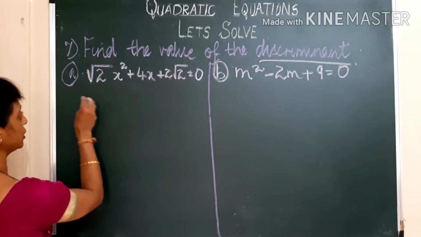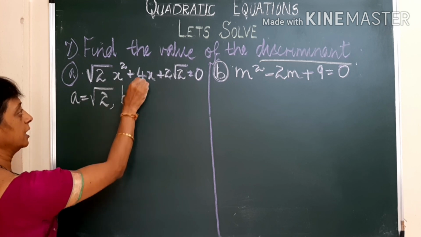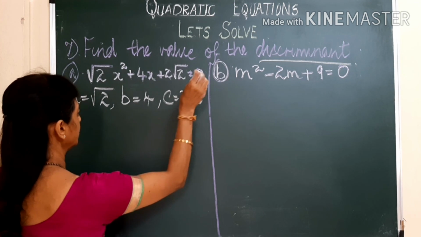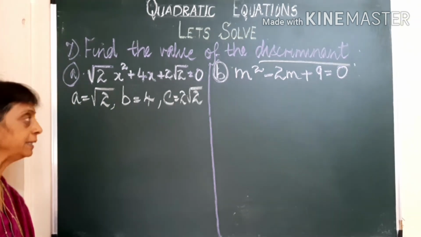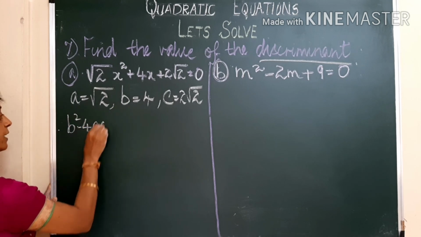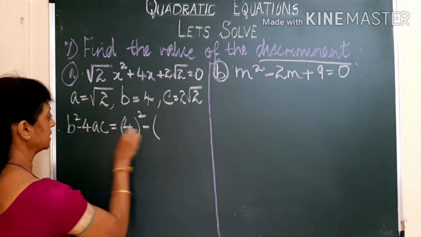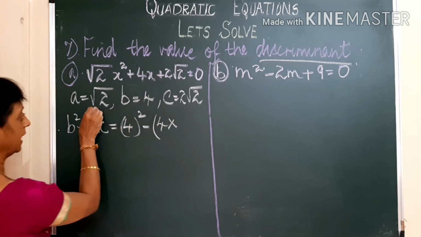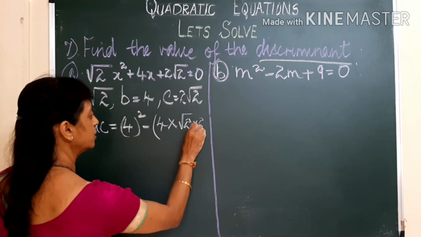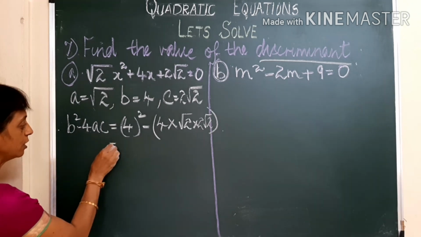So from the given equation, what will be a? It will be root 2. What will be b? It will be 4. And what will be c? 2 root 2. Now let's find out the value of b square minus 4ac. Therefore, b square minus 4ac will be, what is b? 4. So 4 square minus 4 into a, that is root 2, into c, that is 2 root 2. Close the bracket. Let's continue and solve it, children.